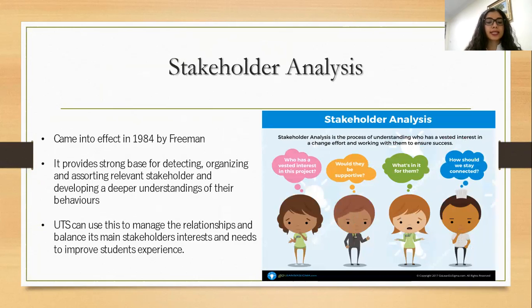The stakeholder analysis is one of the methods that can be used by UTS to implement the strategic analysis. This theory came into effect in 1984 by Freeman. It allows UTS to detect, organize, and prioritize the relevant stakeholders and develop a deeper understanding of their behaviors and how their actions can influence the student experience.